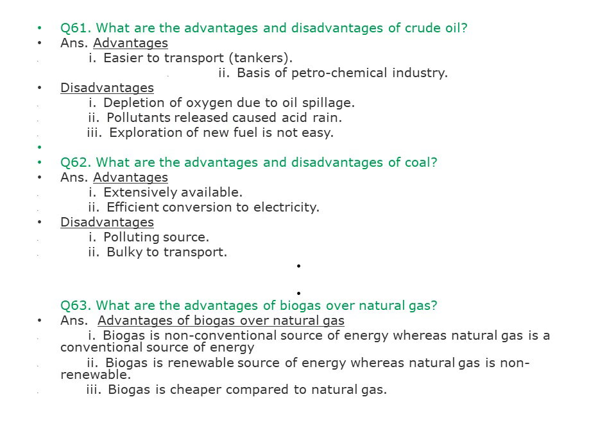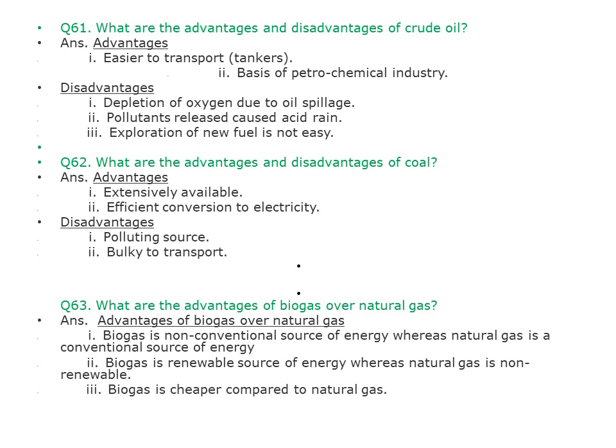What are the advantages and disadvantages of crude oil? Advantages: easier to transport, like by tanker, basis of petrochemical industries. Disadvantages: depletion of oxygen due to oil spillage, and pollutants released cause acid rain. And exploration of new fuel is not easy.